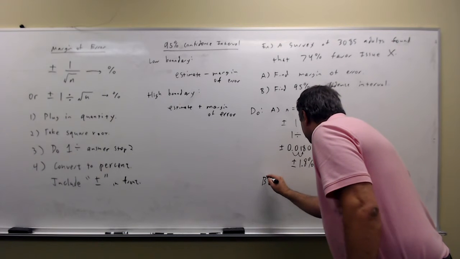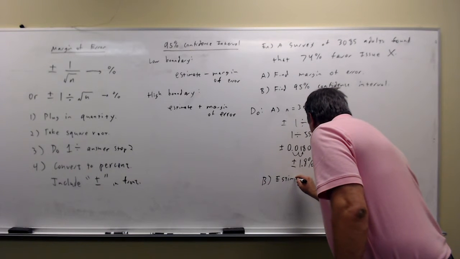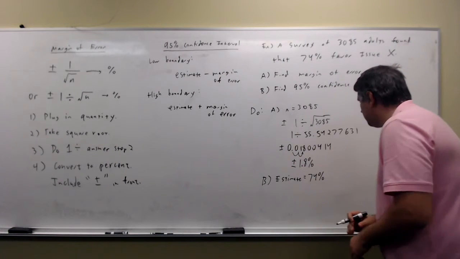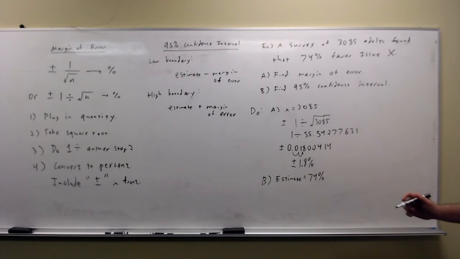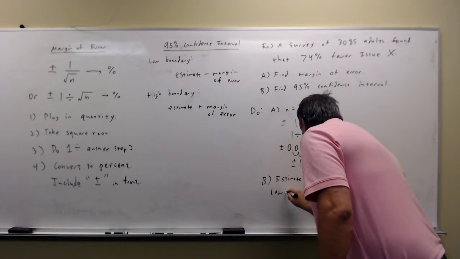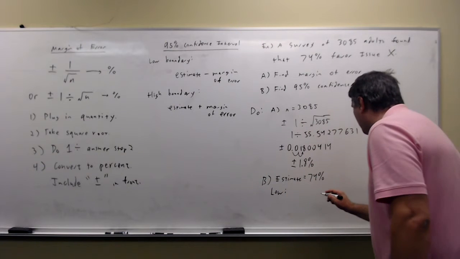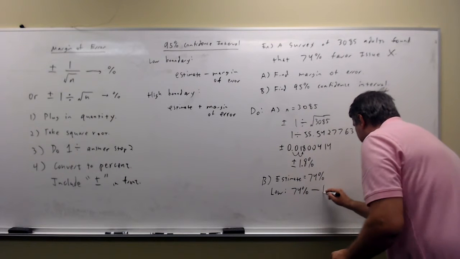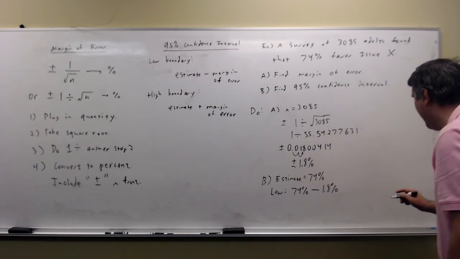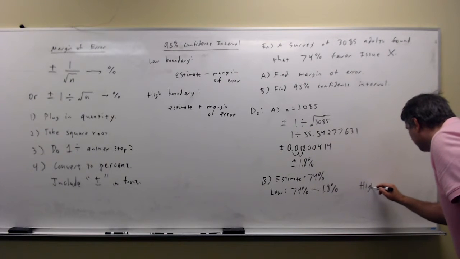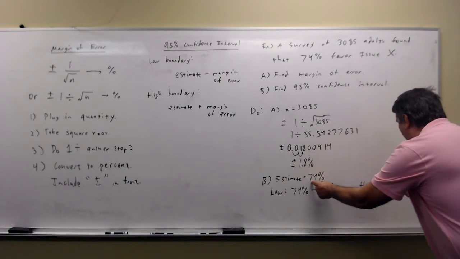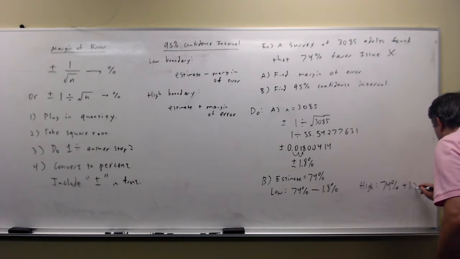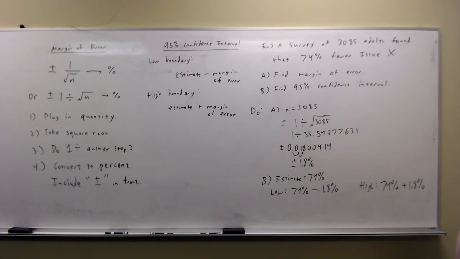B, the estimate from the sample is 74%. Okay, so the low boundary for my confidence interval would be 74% minus 1.8%. And the high side would be the 74% plus the margin of error. Okay?